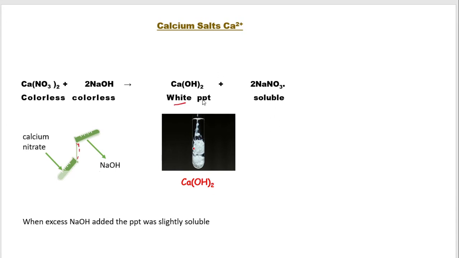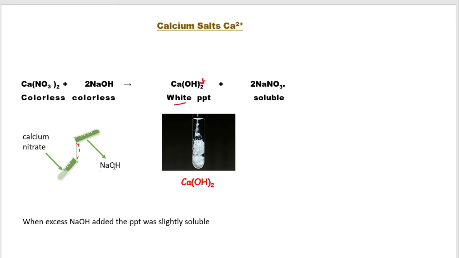And we will also be forming a NaNO3 compound, which is soluble. So it is a double decomposition reaction, or you can classify it as a precipitation reaction because we are forming a precipitate. The precipitate was formed when we added NaOH dropwise, but when we add excess NaOH, the precipitate slightly solubilizes. That means it slightly dissolves. So if you are forming a white precipitate on addition of NaOH, then you can say the metal ion present in your solution is calcium.